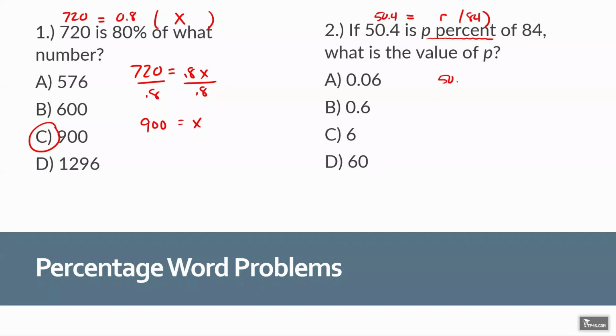Okay, so 50.4 equals 84 times R. Let's divide both sides by 84. And my calculator tells me that is 0.6, right? But be careful, the answer is not B. That's the decimal equivalent. The percentage is 60%. That's why I changed letters, to remind myself not to stop at the 0.6. My answer here is D.